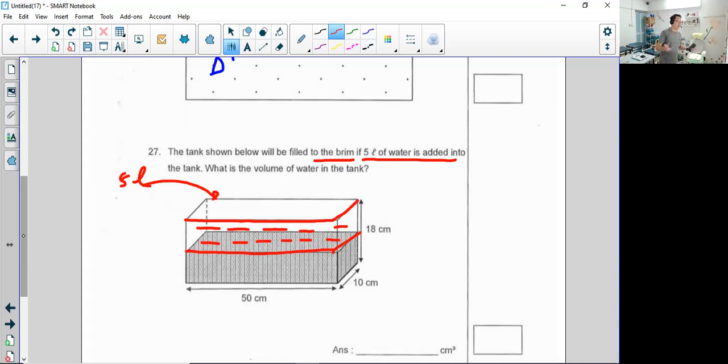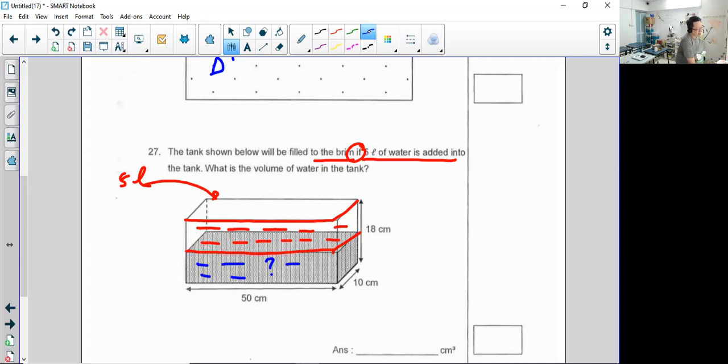By the way, have you added the 5 liters of water yet? No, because of the word if. If means it hasn't happened yet. So what is the water in the tank over here? You will need to find the volume of the whole tank.